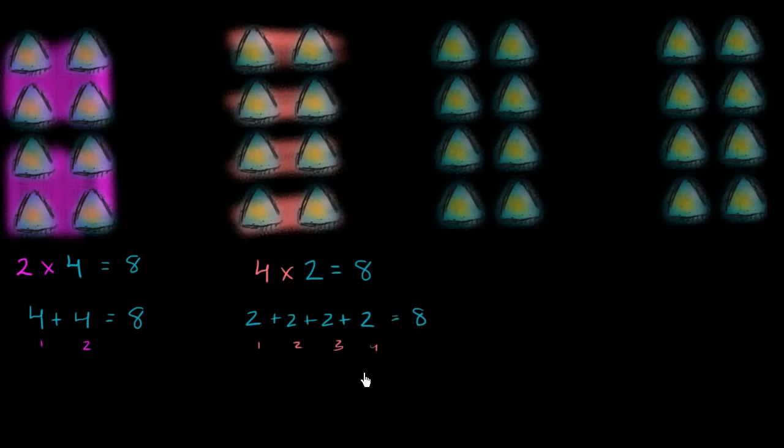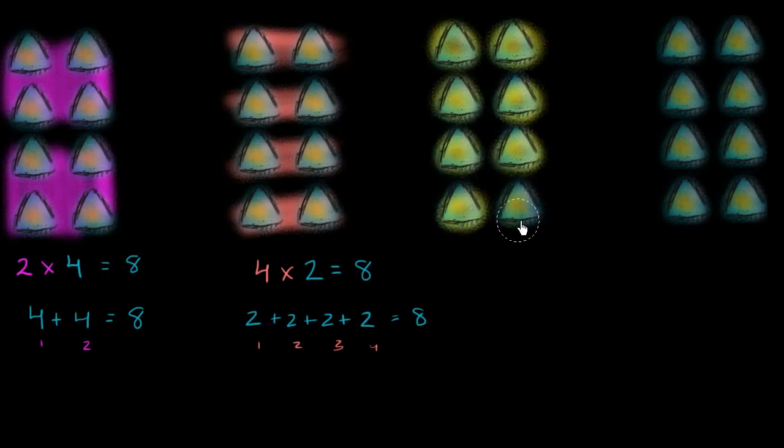How else could we represent 8? Well, we literally could view it as 8 groups of 1. So 8 groups of 1 would look like this. That's one group of 1, 2, 3, 4, 5, 6, 7, 8. So we could write this down as 8 times 1. 8 times 1 is, once again, equal to 8.